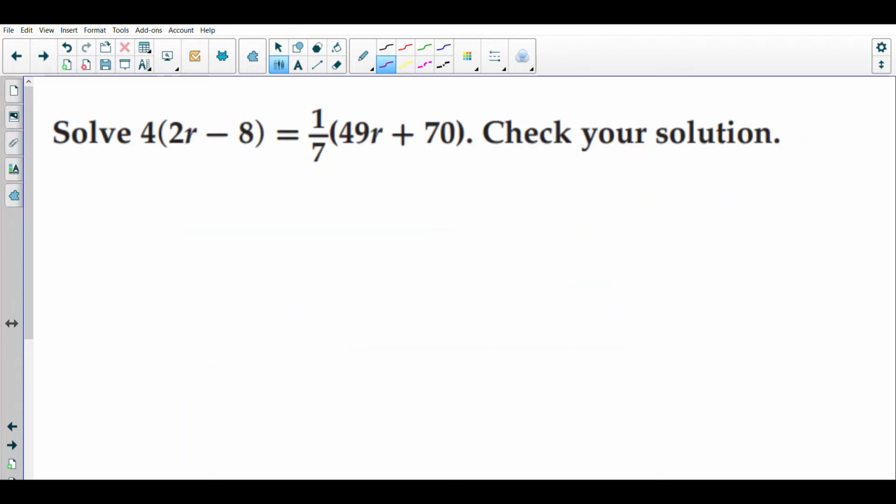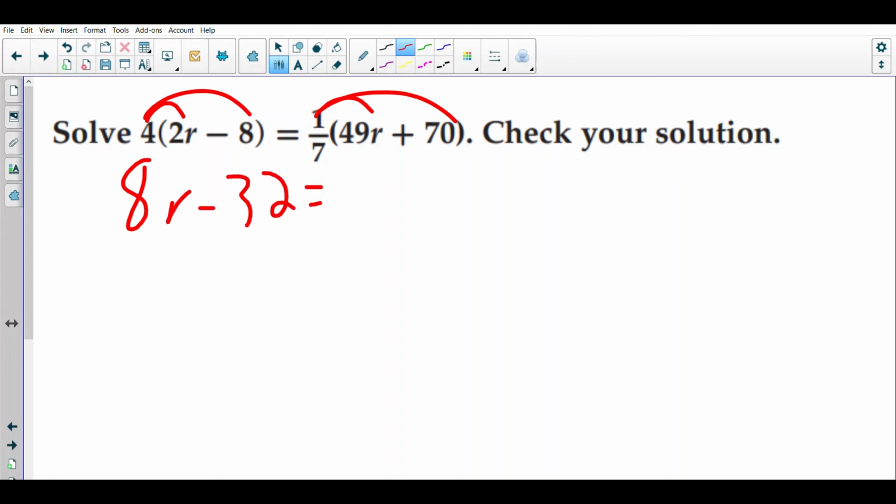So now we just have another step. Solve 4 times the quantity 2r minus 8 is equal to 1/7 times the quantity 49r plus 7. So first things first, I want to simplify. So I'm going to distribute on both sides. So on the left, I get 8r minus 32 equals, and on the right side, I get 7r plus 1.